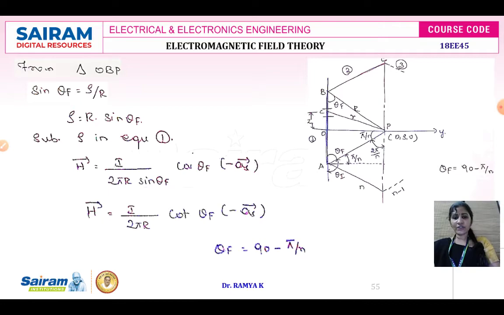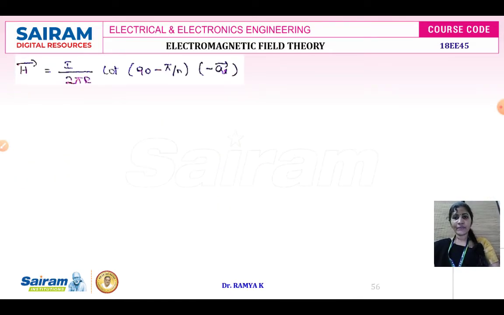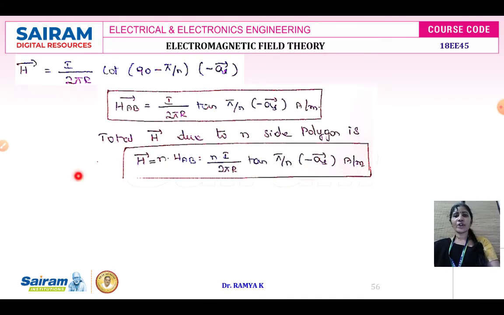So as theta f is 90 minus pi divided by n, we can write the value of H as I divided by 2 pi r cot of 90 minus pi by n. Cot of 90 minus pi by n is nothing but tan pi by n. Therefore, if our polygon has n sides, multiply this single-side magnetic field intensity by the number of sides, so that we get N I divided by 2 pi r tan of pi by n in minus ax ampere per meter. This is the expression for the magnetic field intensity for an n-sided polygon.